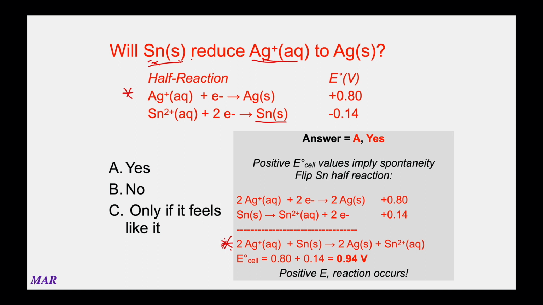All right. So we use the E cells. If you flip a half reaction, you change the sign of the E. That's the only thing you do. And you just literally add them up together to see if you get a positive E or not. If that E cell would have been a negative 0.94, then it would have been non-spontaneous, and that would not happen, all right, by itself anyway.